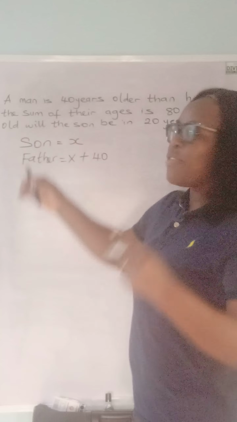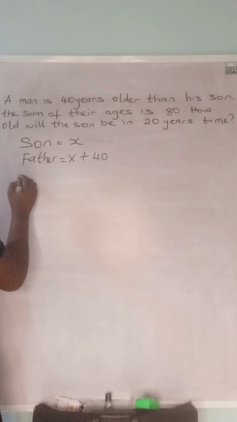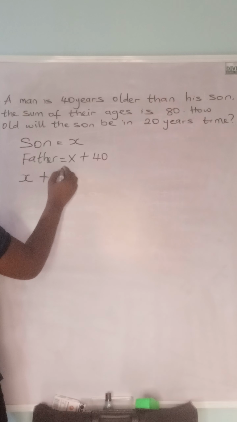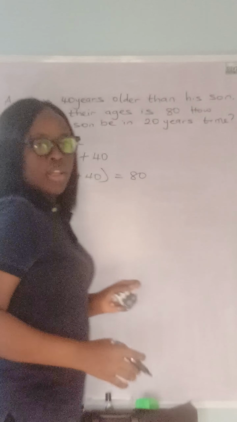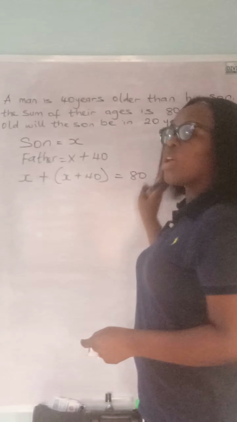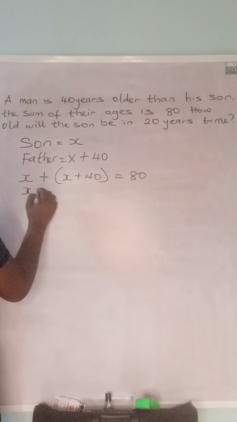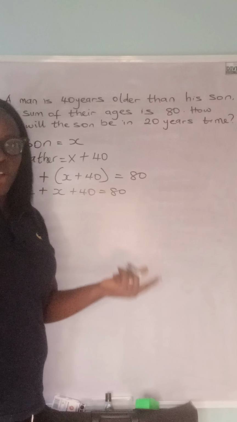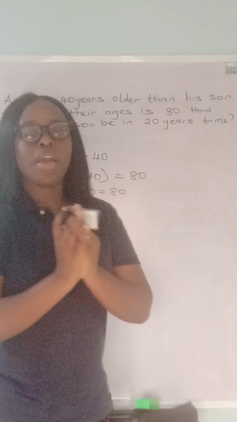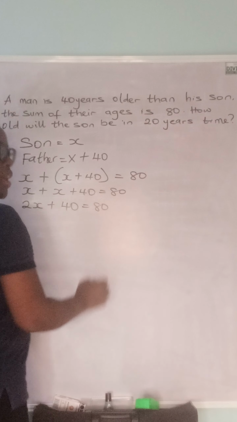So let's go. We know that if you add the father's and the son's age, it gives us 80. And let us do that. The son's age, which is x, plus the father's age, which is x plus 40, gives us 80. I think from here we can solve it. So let's go. x plus x plus 40 equals 80. In algebra, x plus x gives us 2x. So 2x plus 40 is equal to 80.